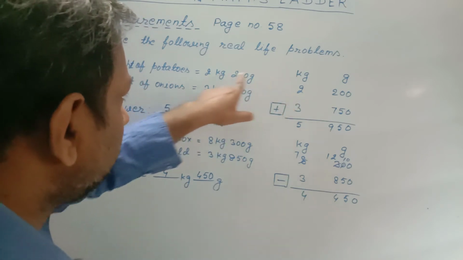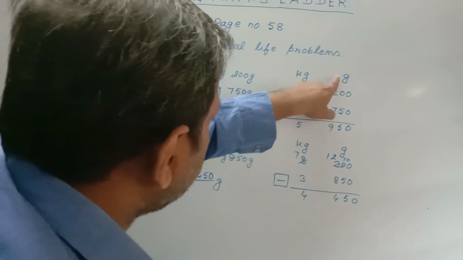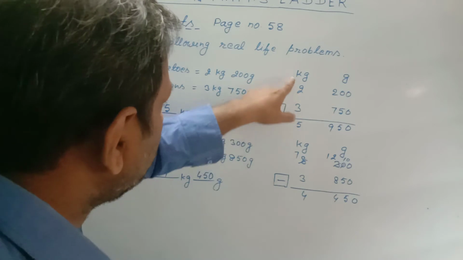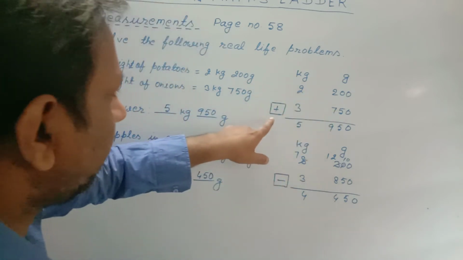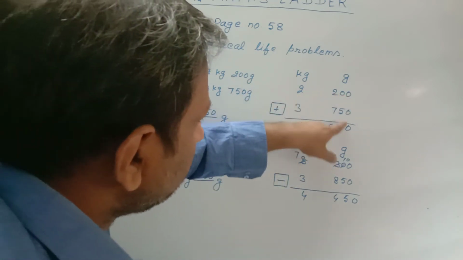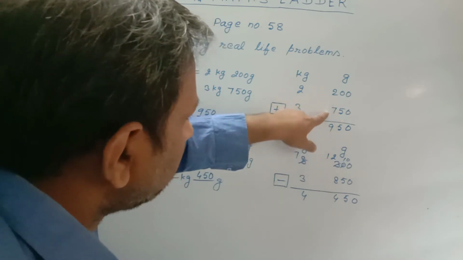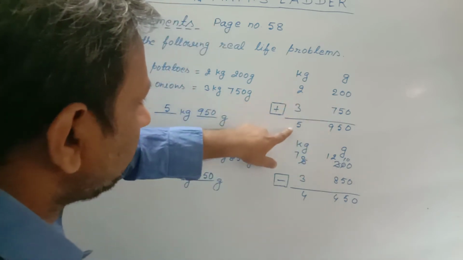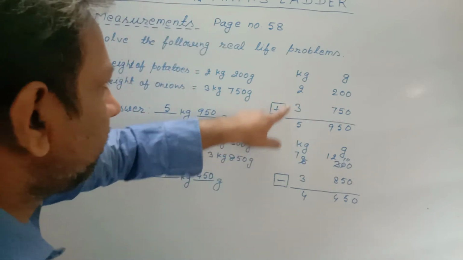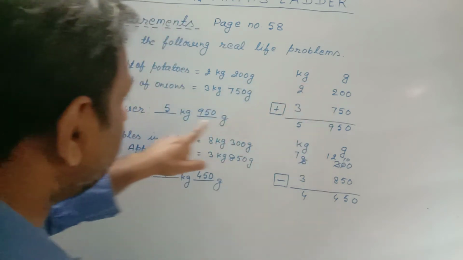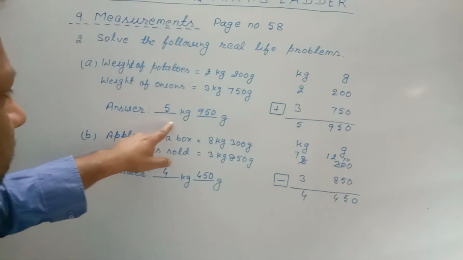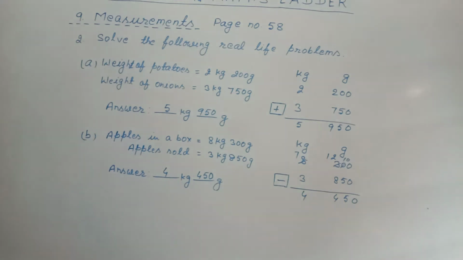In the column 2 kg 200 gram, 3 kg 750 gram. Then I added it. 0 plus 0, 0, 0 plus 5, 5, 2 plus 7, 9, and this 2 plus 3 equal to 5. So this became 5 kg 950 gram. I wrote here as answer 5 kg 950 gram.